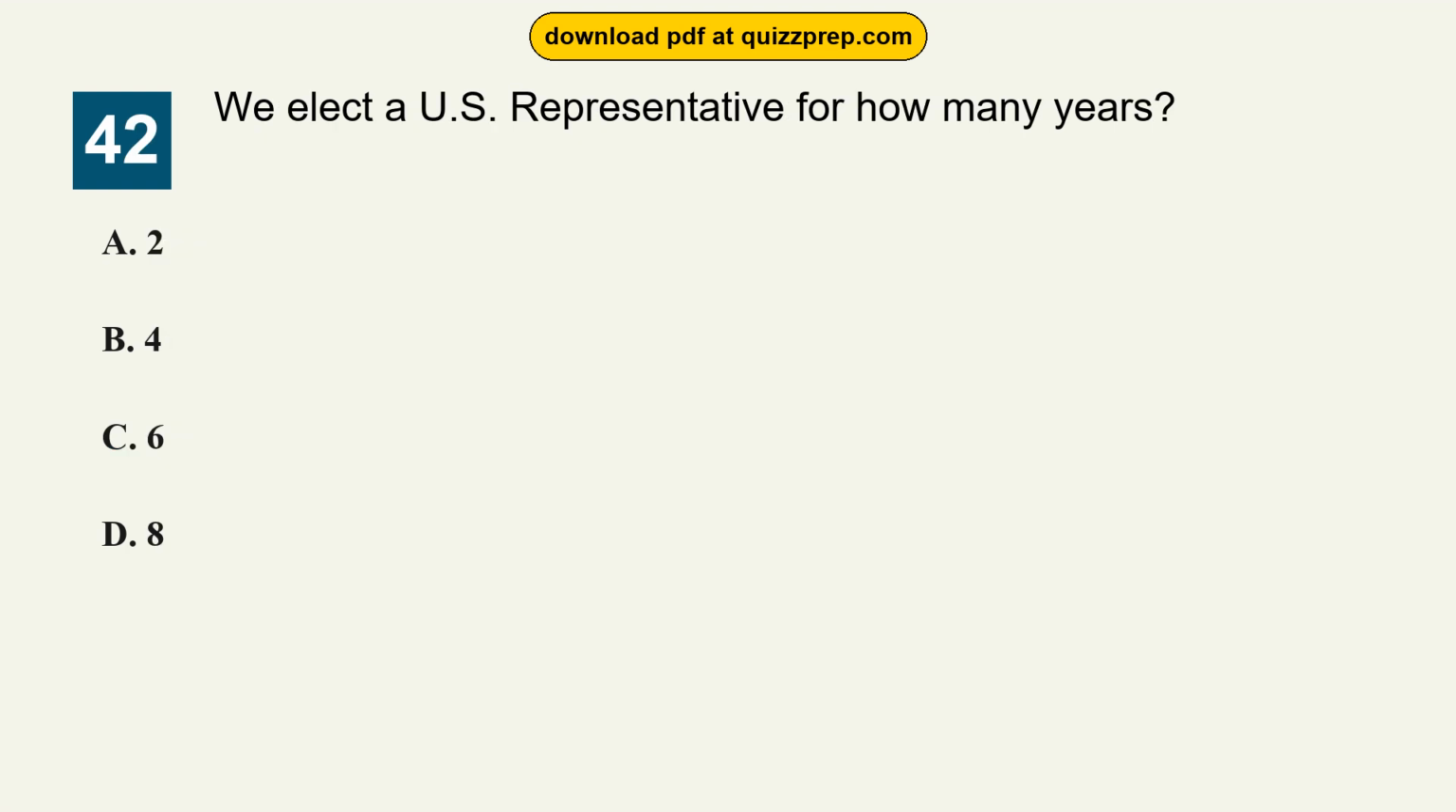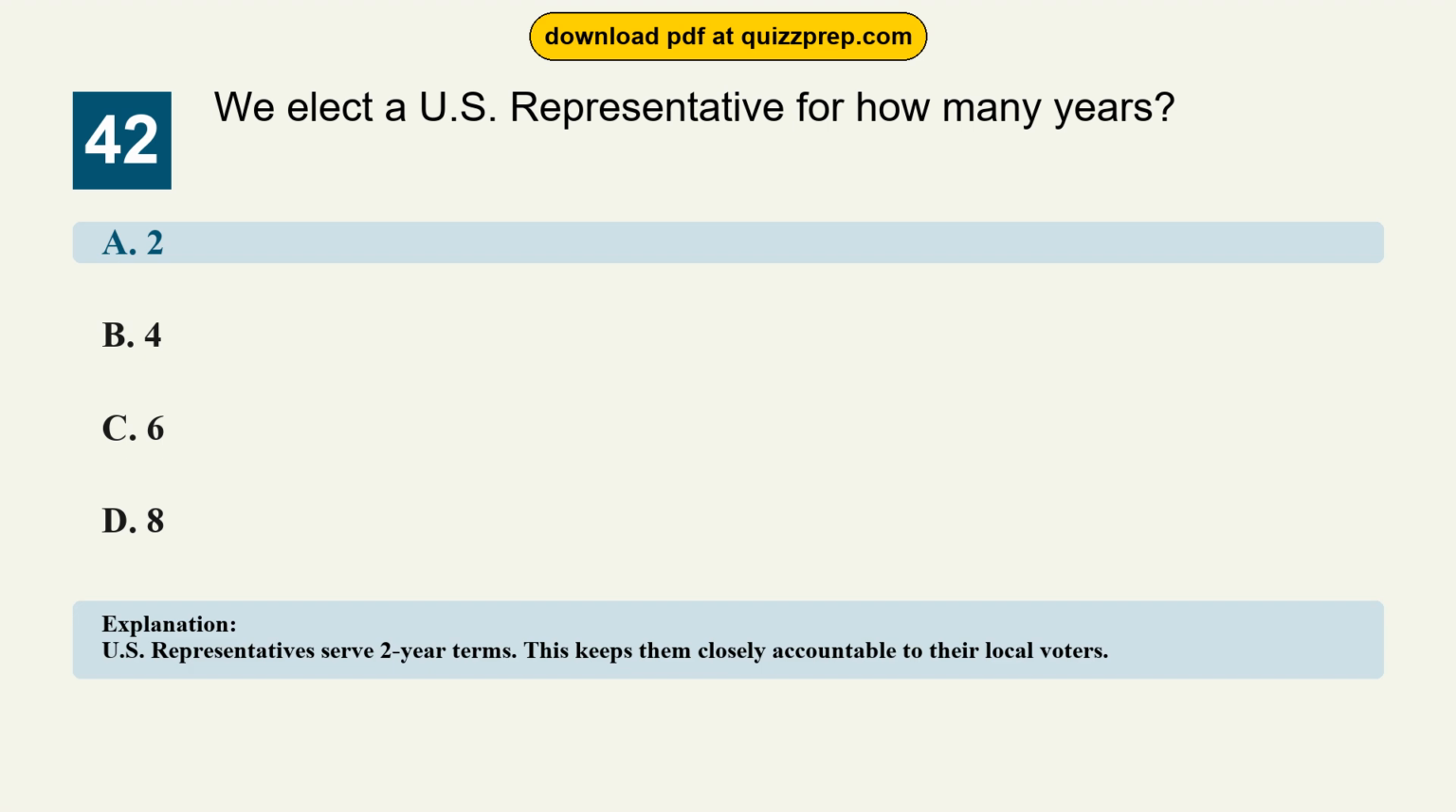Question 42. We elect a U.S. representative for how many years? Option A 2, option B 4, option C 6, option D 8. The correct answer is option A, 2. U.S. representatives serve 2-year terms. This keeps them closely accountable to their local voters.